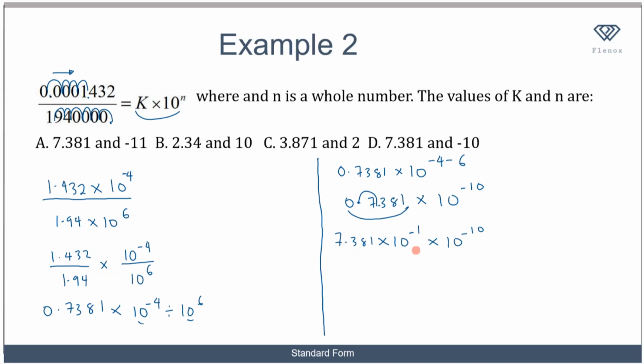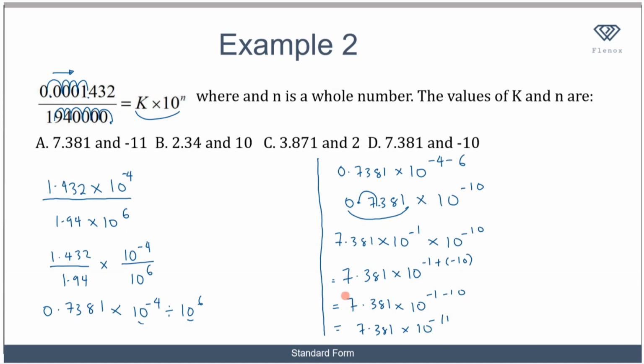So similarly, applying the law of indices again, when there's a multiplication and the bases are the same, what do I do to the exponent? I sum them up. So this is same as saying 7.381 times 10 to the power of minus 1 plus minus 10. And I know that minus times plus is minus. So this is same as saying 7.381 times 10 raised to the power minus 1 minus 10. And that is equal to 7.381 times 10 raised to the power minus 11.